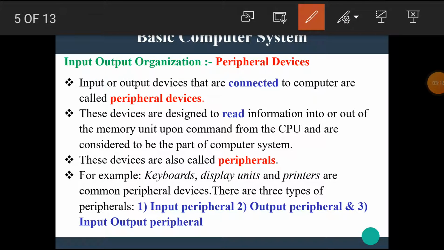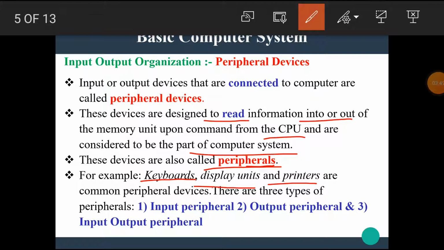Let's see, the input-output devices or the peripheral devices are designed to read information into or out of a memory unit upon command from the CPU and are considered to be a part of the computer system. These devices are called peripherals. For example, keyboard, display units, and printers are the common peripheral devices.